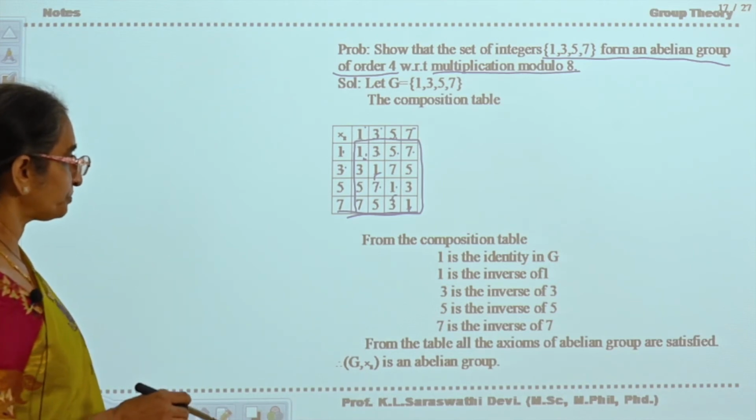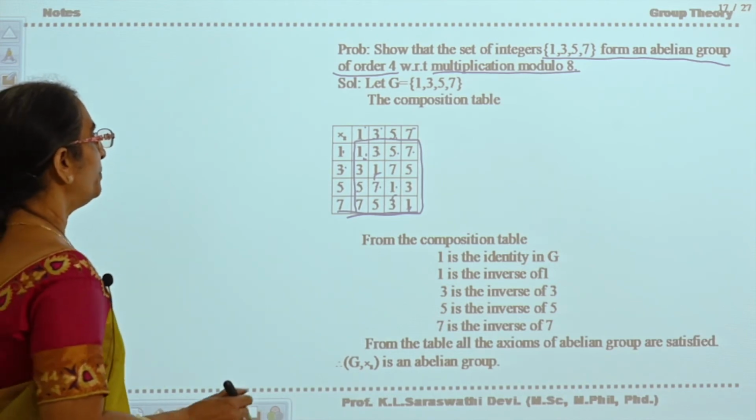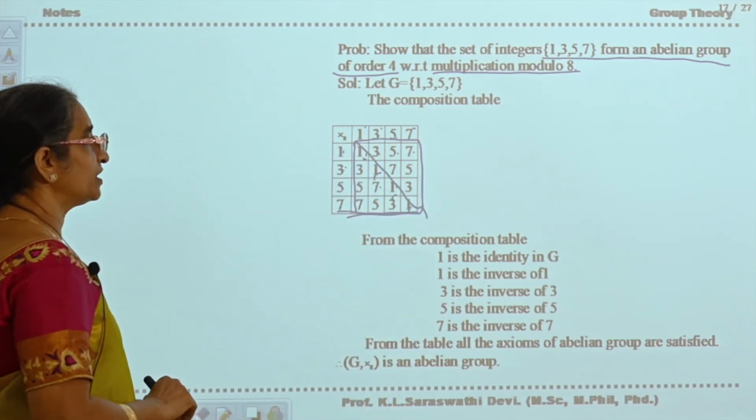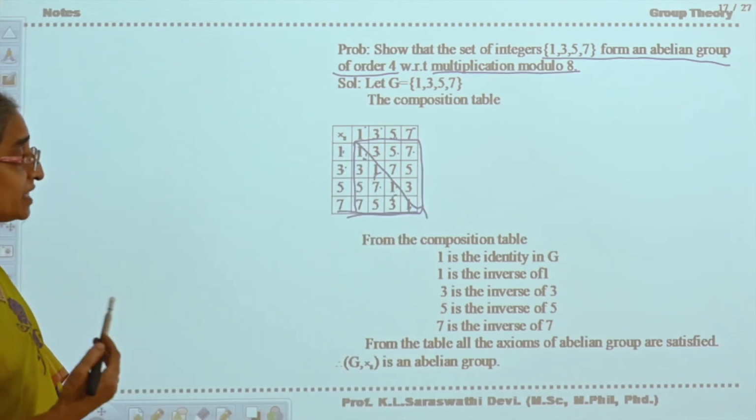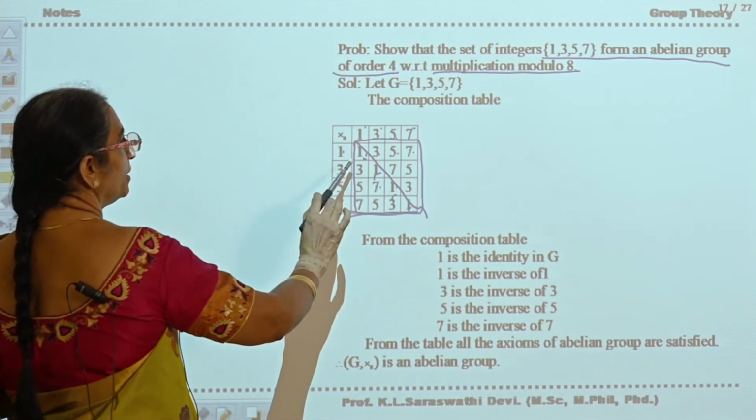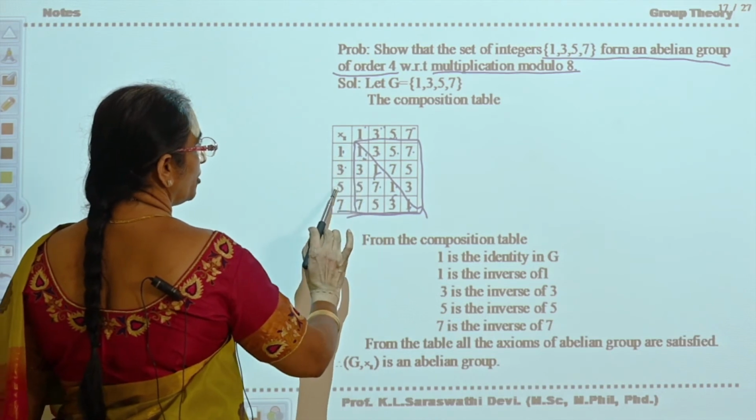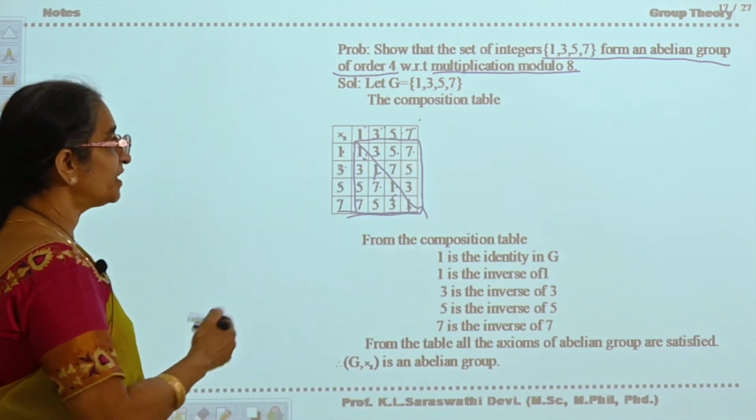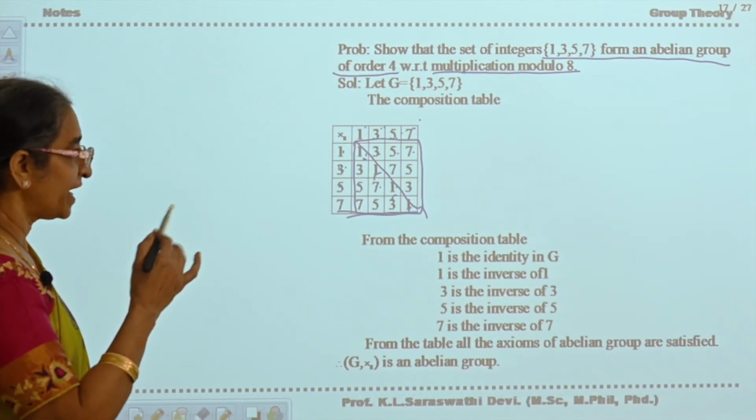Now, see here, the beauty here. The principal diagonal elements are 1, unity, the identity element. Therefore, each element is inverse to itself. 1 is the inverse of 1, 3 is the inverse of 3, 5 is the inverse of 5, 7 is the inverse of 7. Why? Because the given elements are prime numbers.